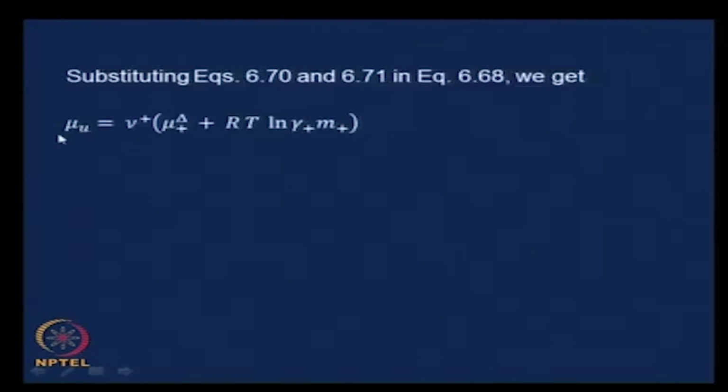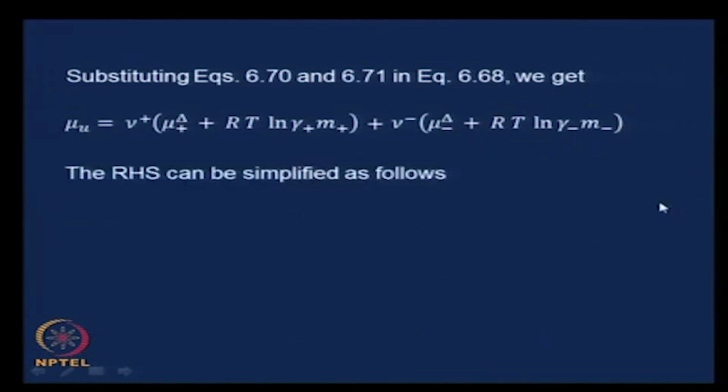We get mu u equals nu plus, I have replaced the mu plus with mu plus triangle plus RT ln gamma plus m plus, and mu minus by mu minus triangle plus RT ln gamma minus m minus. Now let us look at the right hand side alone and just combine the terms, I am just combining terms appropriately to make a point.